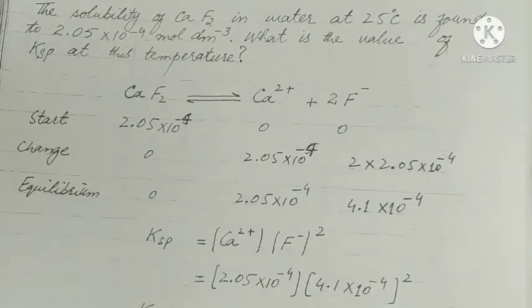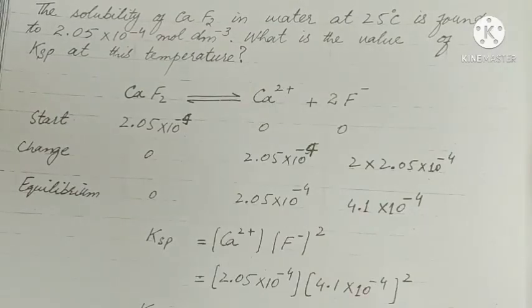Question number 24 of the exercise of chapter number 8: the solubility of calcium fluoride in water at 25 degrees centigrade is found to be 2.05 times 10 to power minus 4 mole per decimeter cube. What is the value of KSP at this temperature? Calcium fluoride will form calcium ion and 2 F negative ions. Initially in the start, 2.05 into 10 to power minus 4 moles of calcium fluoride, and concentration of calcium ion and fluoride is 0.